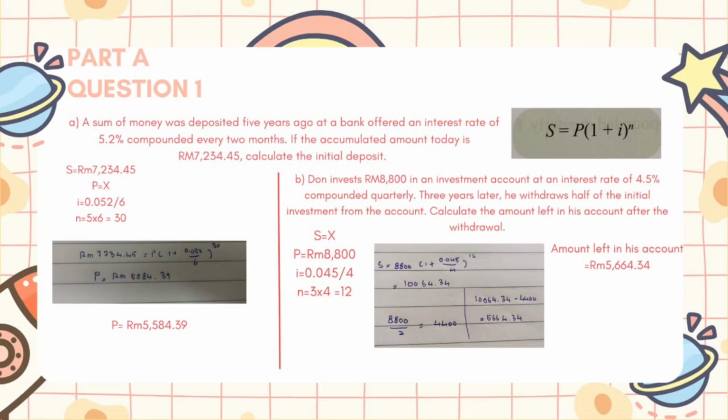After that, the investment that he made must be divided by 2 because he withdraws half of the investment. So 8,800 ringgit divided by 2, we will get 4,400 ringgit. After that, we will subtract this amount from the future value. So 10,064 ringgit 34 cents minus 4,400. The amount left in his account would be 5,664 ringgit and 34 cents.